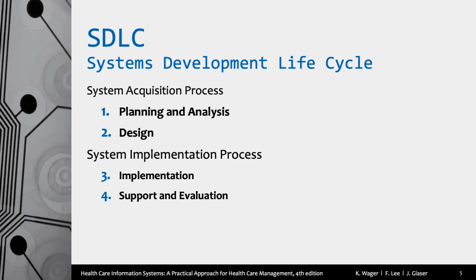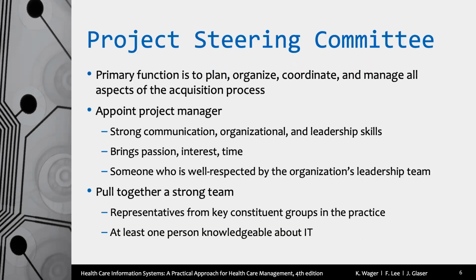So we start with the planning phase and analyzing our existing system, thinking about what we need from the new system, and then we design the new system. That means we pick a vendor, we pick an Epic, a Cerner, a McKesson, a GE, and then we have to customize that system to meet our needs. Implementation means we're actually going in and configuring that system. And then, like I said in a prior lecture, the support and evaluation phase follows after that.